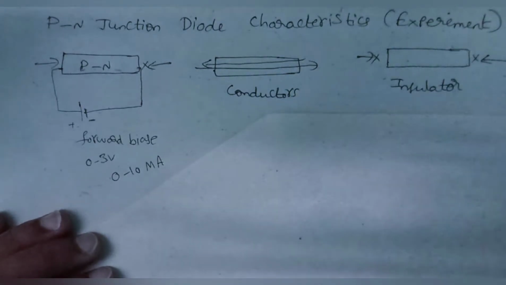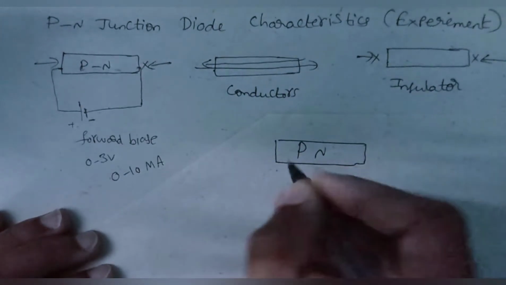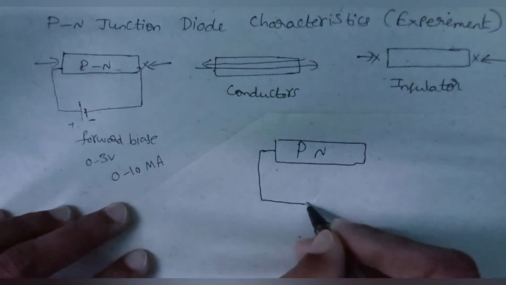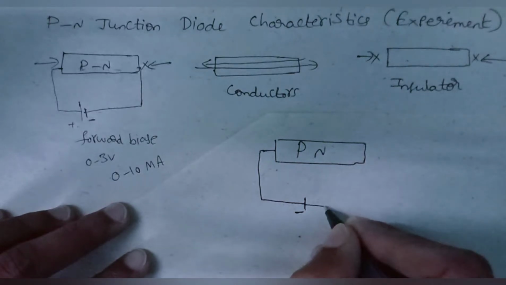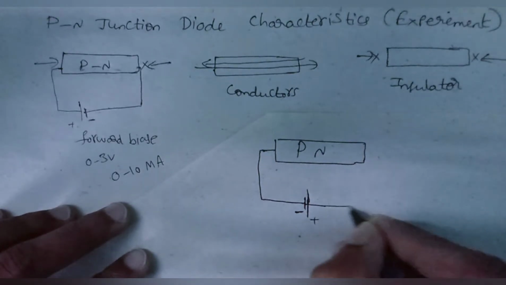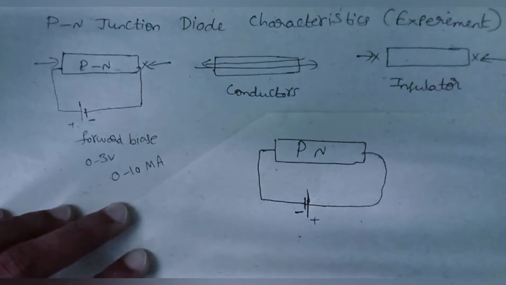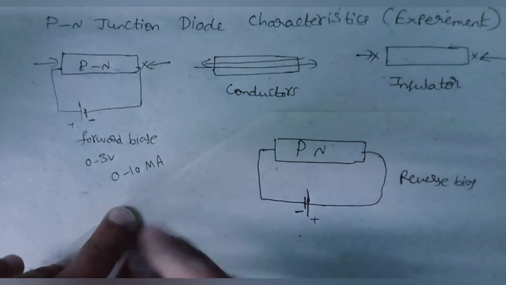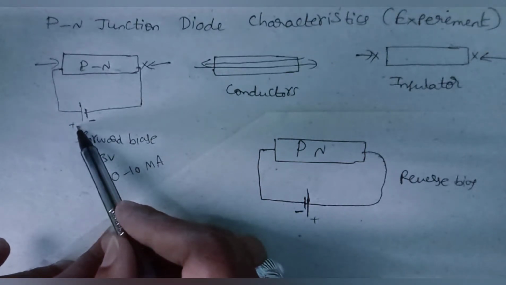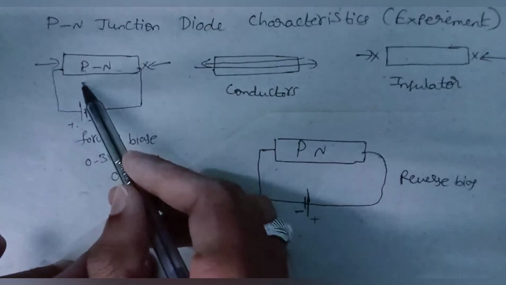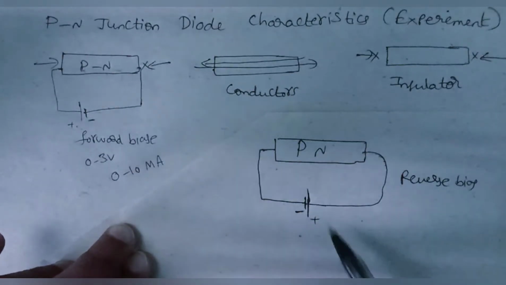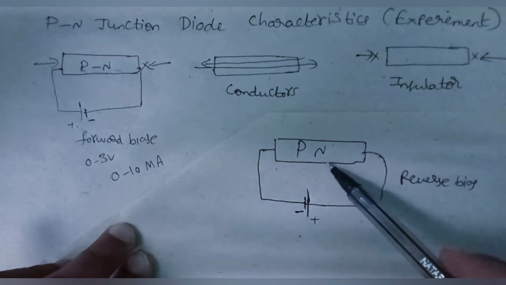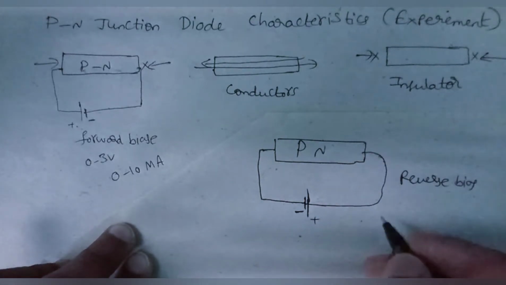In reverse bias, P type of the semiconductor diode is connected to the negative terminal of the battery and positive is connected to N type. So this is called reverse bias. In forward bias, positive terminal of the battery is connected to P, and negative to N. But in reverse bias, negative to P and positive to N. So this is reverse bias.